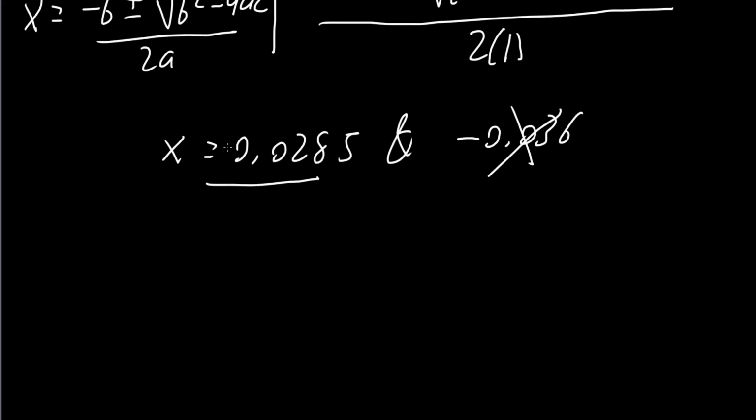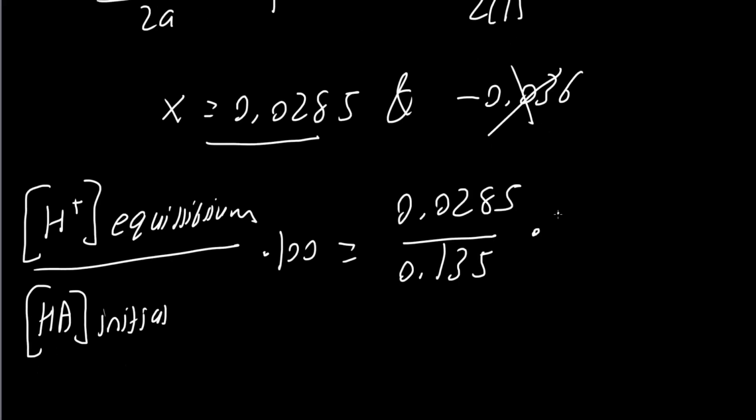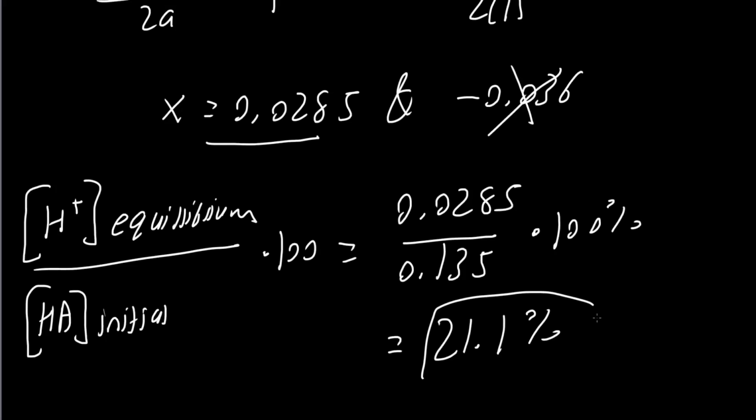So the percent ionization of the weak acid will equal, at equilibrium, we got 0.0285, and initially we had 0.135, and then we multiply by 100%. And so the percent ionization will equal 21.1%. And that's all we need to do for this problem.